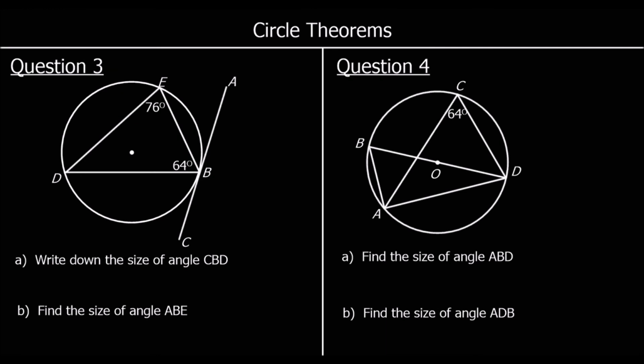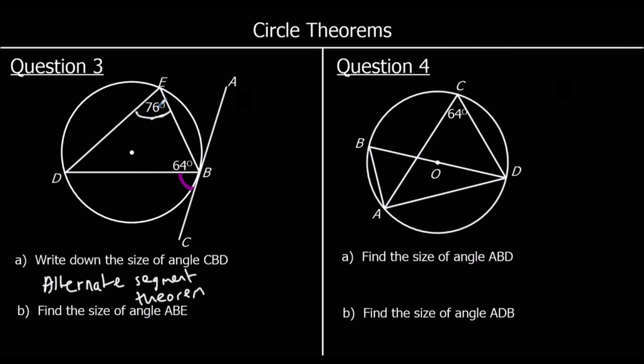Question 3. Write down the size of angle CBD. So CBD is this angle here. And this is the alternate segment theorem. So this is when we get a triangle in a circle and a tangent. So the angle that the tangent makes with this chord here is equal to any angle that comes out of that chord in the alternate segment, so in the other direction.